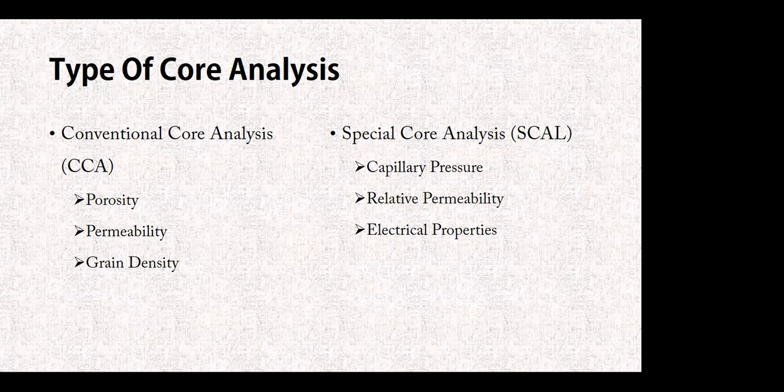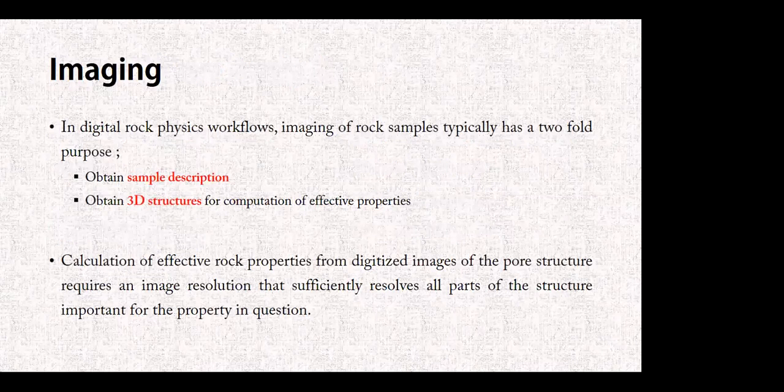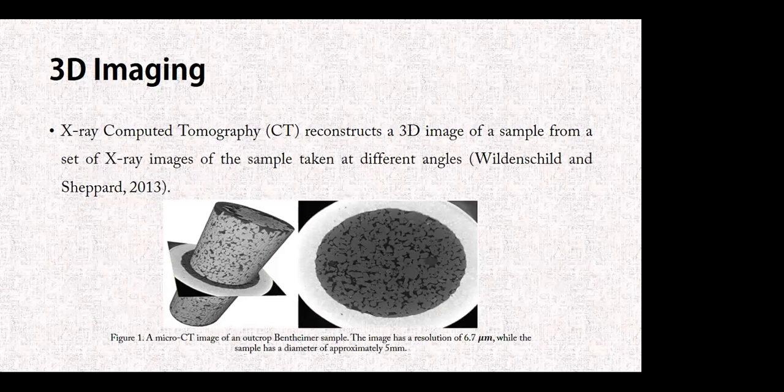Conventional core analysis including porosity, permeability, and grain density, and then special core analysis including capillary pressure, relative permeability, and electrical properties. So, imaging. In digital rock physics workflows, imaging of rock samples typically has a twofold purpose. The first one is to obtain sample description, and the second one is to obtain 3D structures for computation of effective properties. Calculation of effective rock properties from digitized image of the pore structure requires an image resolution that sufficiently resolves all parts of the structure important for the property in question.